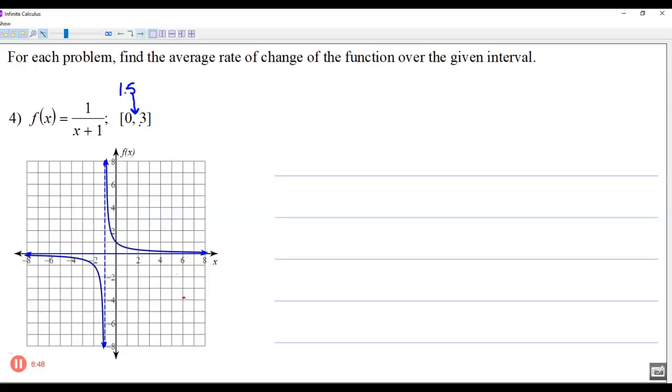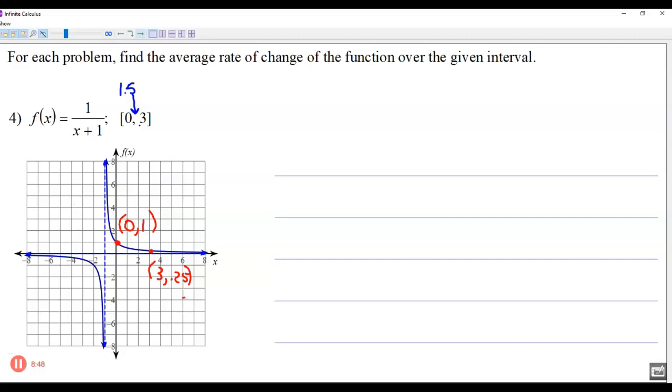So I want to find that point, which is 0, 1, right? And then this point, which is 3, comma, if I plug 3 in here, 3 plus 1 is 4, so 1/4. It's really just slope. The more important thing to me right now is trying to get across the idea that we're really trying to narrow those 2 points, so that the 2 points we're finding the slope between are so close together that they might as well be 1 point.